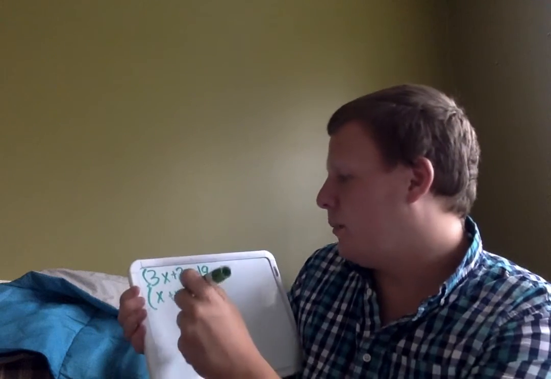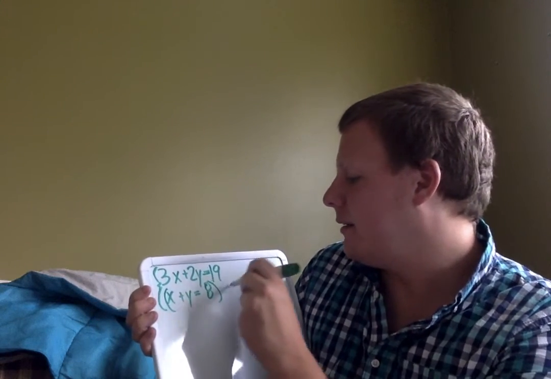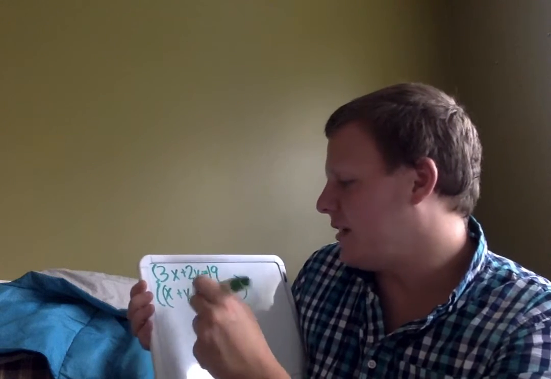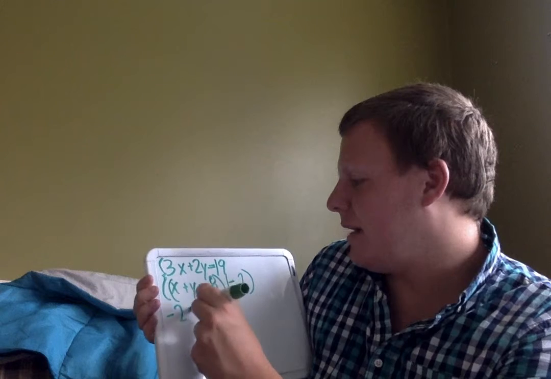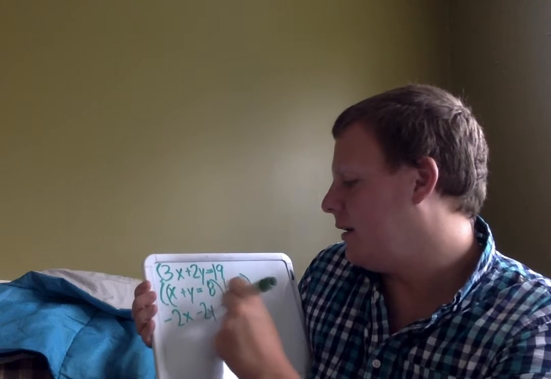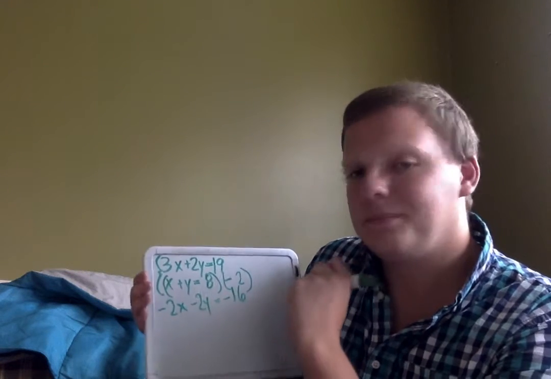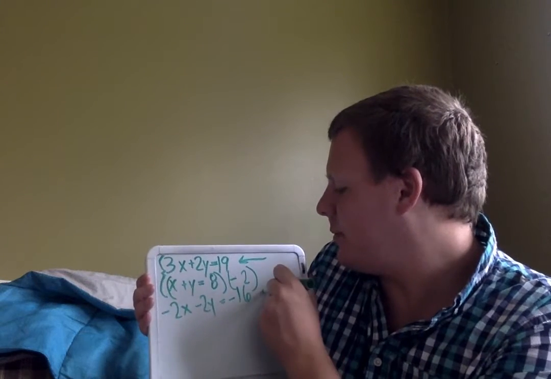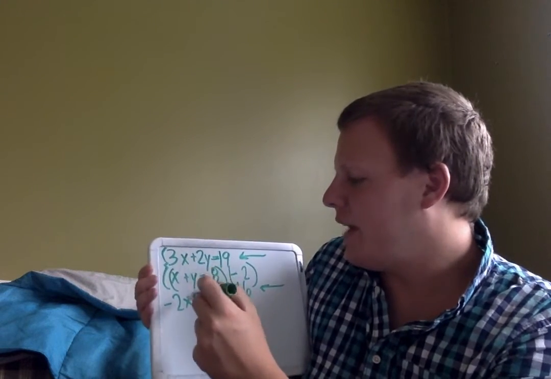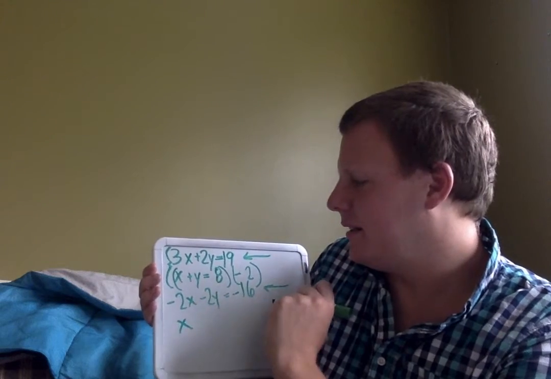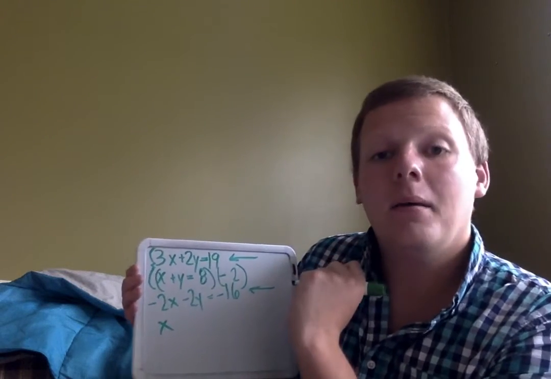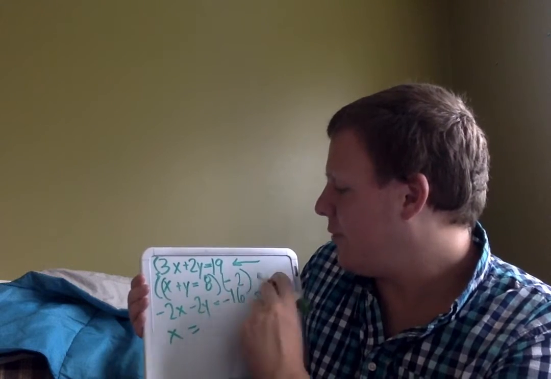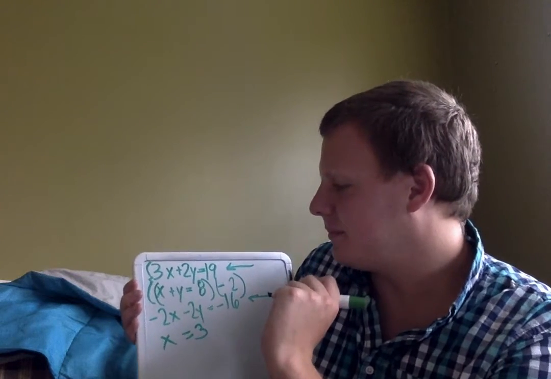Good. Multiplying the bottom equation by negative 2. So let's see how that works out. So we'll have minus 2x minus 2y equals negative 16. Then we'll add this top equation with the bottom equation. 3x minus 2x, that's x. Plus 2y minus 2y, they eliminate. And we're left with x equals 3.